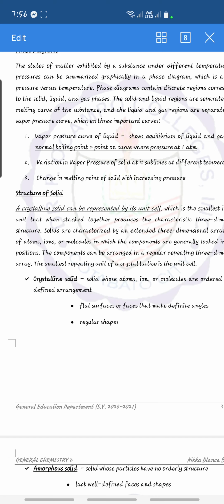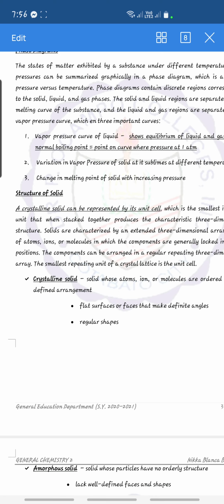So let's start with the crystalline solid. It is a solid whose atoms, ions, or molecules are ordered in a well-defined arrangement. An example is flat surfaces or faces that make definite angles, and regular shapes. That pertains to crystalline solids. While an amorphous solid is one whose particles have no orderly structure. That is the difference between crystalline and amorphous. Crystalline has a defined arrangement of structure, while an amorphous solid has no defined arrangement. It lacks well-defined faces and shape, and consists of mixtures of molecules. So that is an amorphous solid.